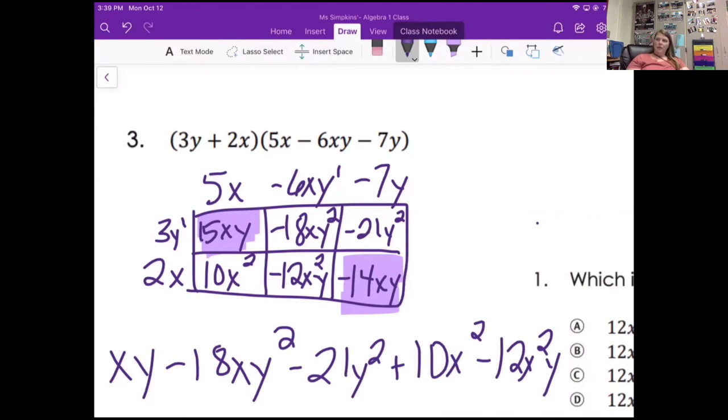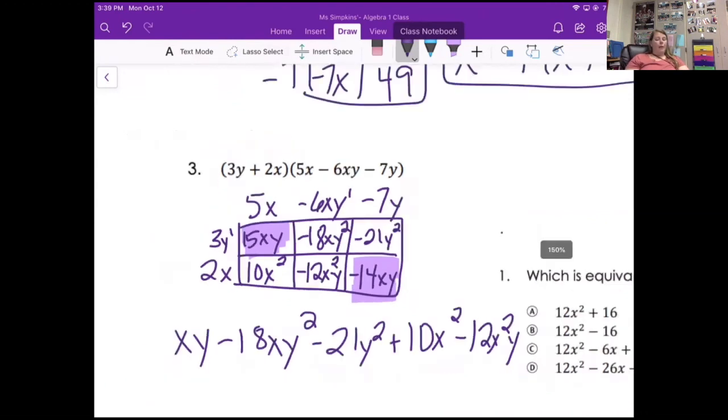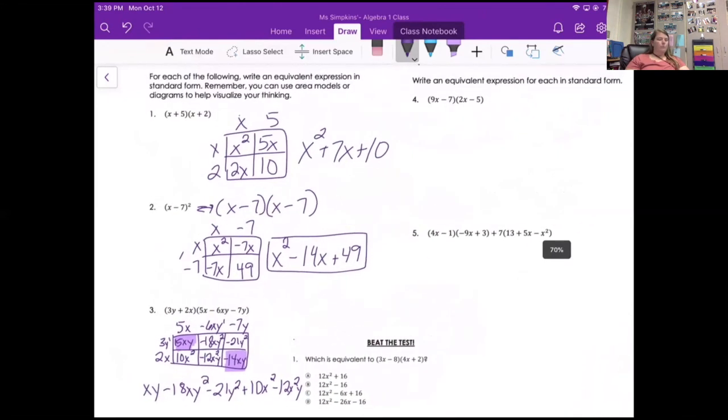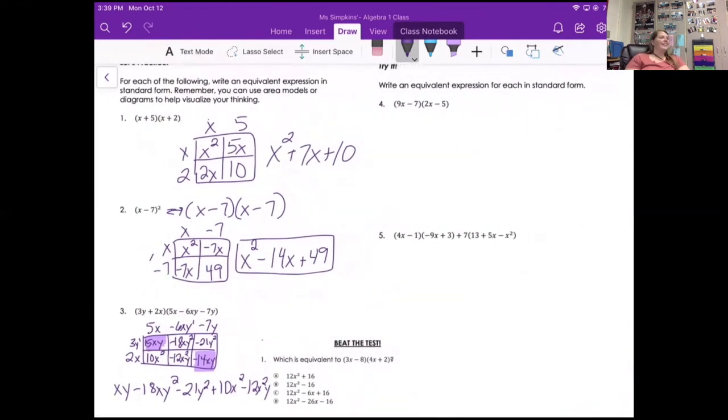Okay, so here's what I would like you to do. Listen carefully. I want you to do number 1 on the try it. No, I lied. Number 4 on the try it. And then if you turn the page, I think is the beat the test on the next page. Just number 1 on beat the test. Everybody hear me? 4 on try it, 1 on beat the test. Let me know when you're done and I'll check your answers.